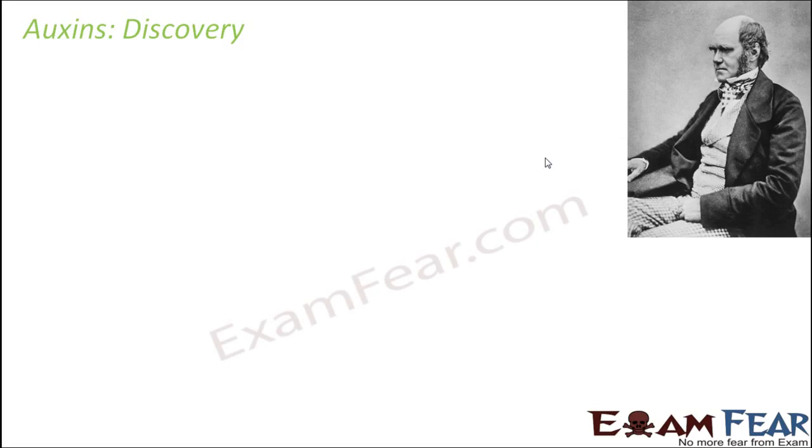How were auxins discovered? There are a set of interesting experiments performed by the famous scientist Charles Darwin and his son Francis Darwin. They together performed a series of experiments and then concluded there is a growth promoting substance present in a plant, and it was named later as auxin. We will now see the experiment which they performed and how they arrived at this. You will see that the experiment is absolutely interesting.